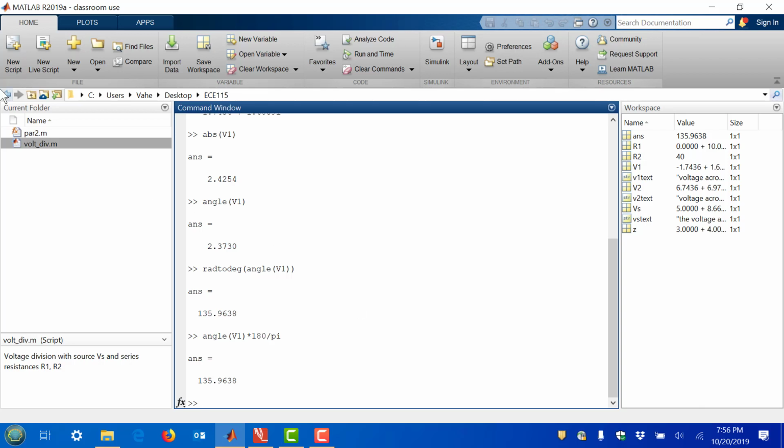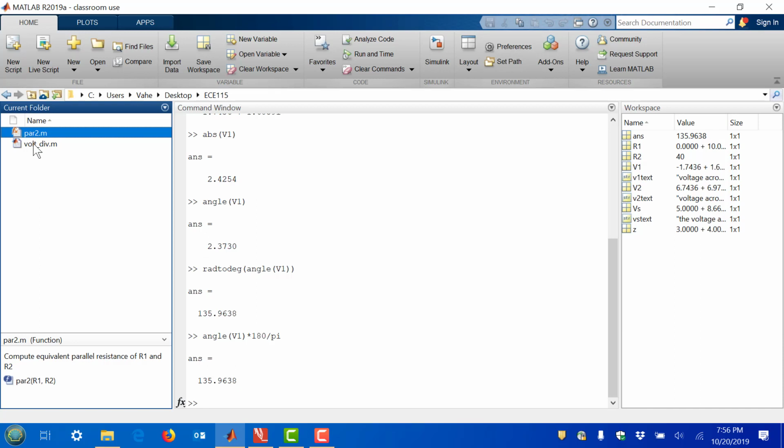I hope all this information is useful to you. Again, I'm going to send you these two files, part 2 and volt div. You can take those files from the Blackboard site and simply put them in your EC115 directory, and make sure you change your working directory to your desktop EC115 directory, as I have done. They'll appear here and you'll be in business. Very easy.